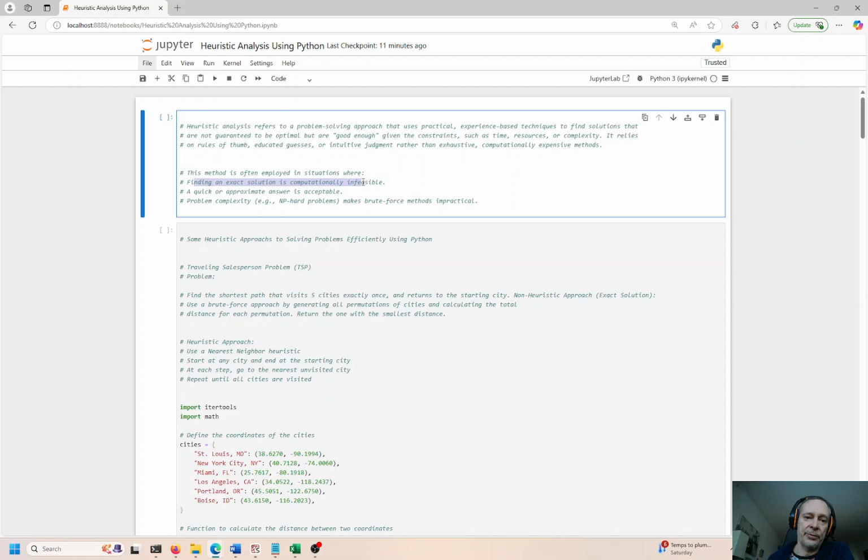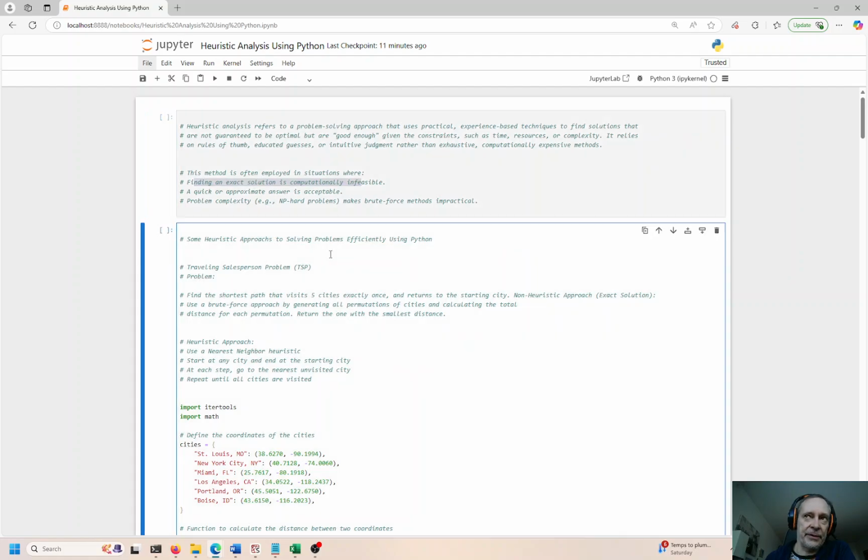This is going to be a quick approximate answer that's very accurate. Again, not exactly precise, but very, very close. And if the problem is extremely complex and very difficult to solve, a brute force method just might not do it. It might fall down. It might take a lot of time. It might crash your system, and you would have to resort to a heuristic approach.